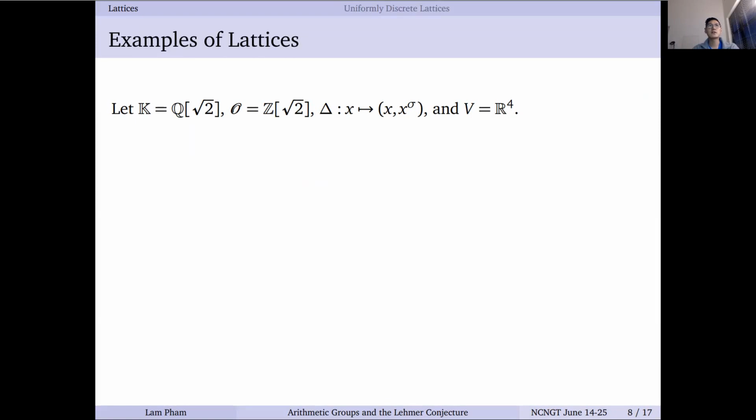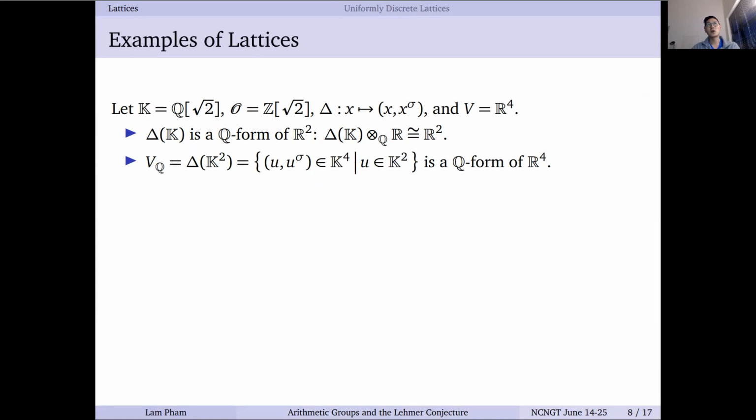Now I take the vector space V to be R4. Now, what is delta of K? Delta of K is going to be a Q form of R2. The definition of this is precisely that by extension of scalars, tensoring with R, we obtain R2. So, of course, if I define VQ to be delta of K squared, then this becomes a Q form of R4.